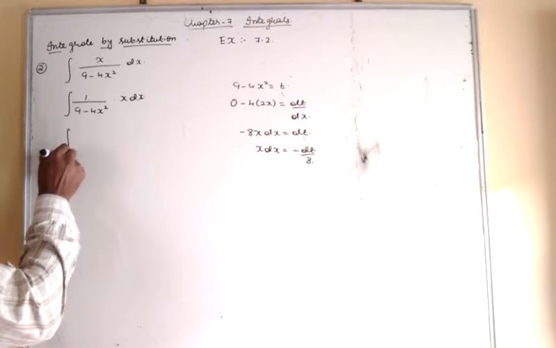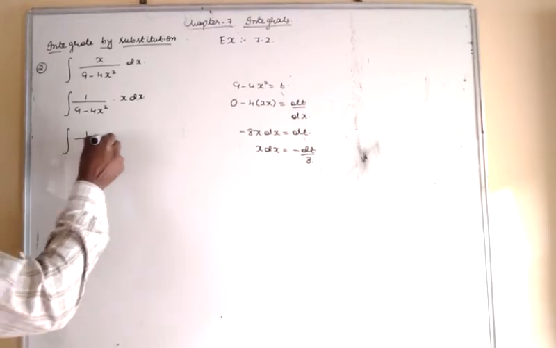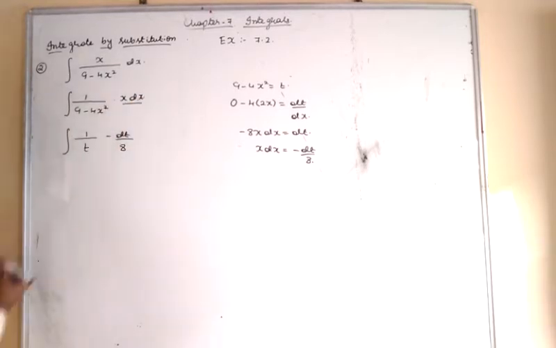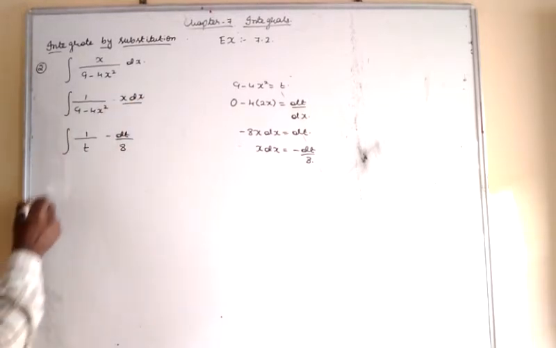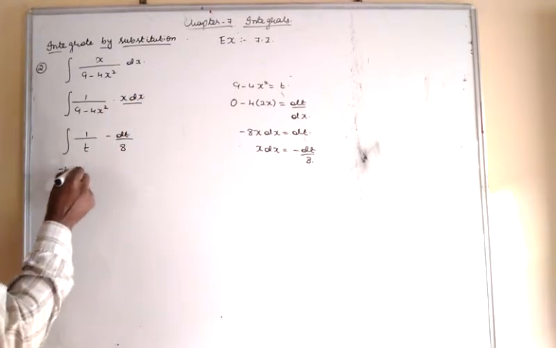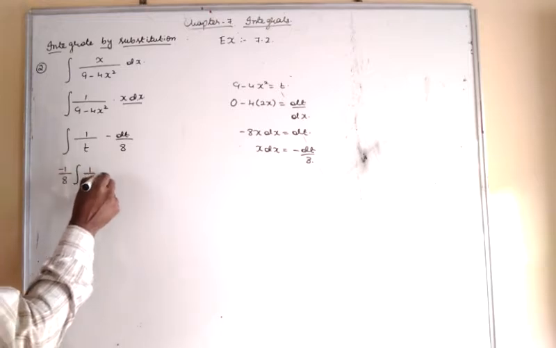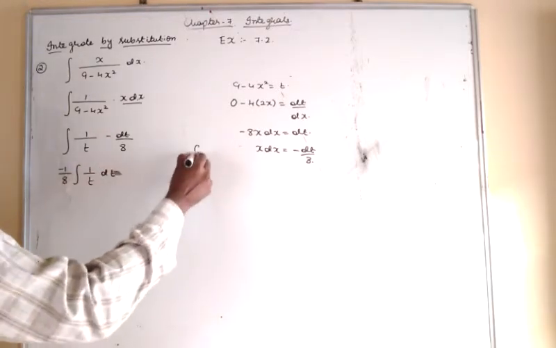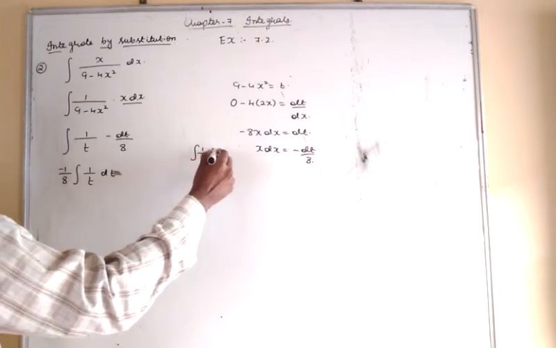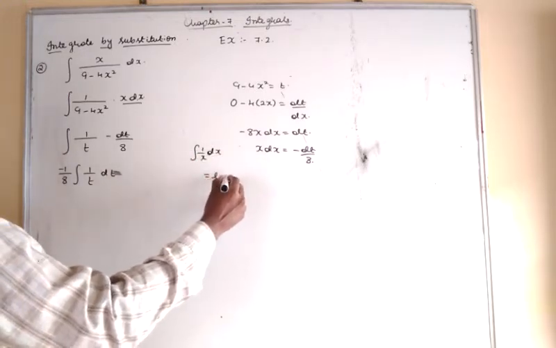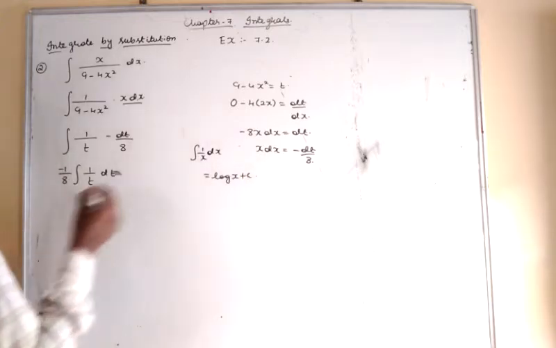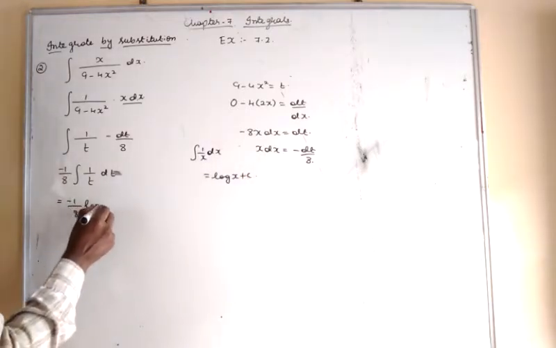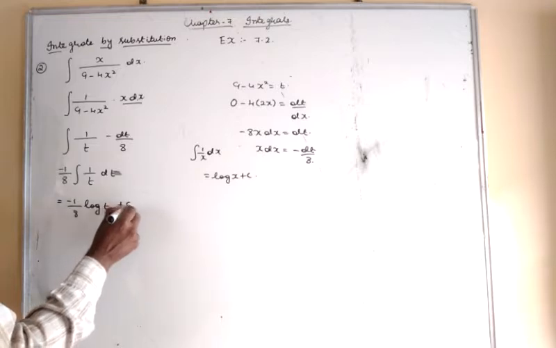If you substitute in this 1 by t, in the place of x dx we have to substitute minus dt by 8. So minus 1 by 8 is a constant, integration of 1 by t dt. You know that integration of 1 by x is log x plus c. So that is equal to minus 1 by 8 log t plus c.